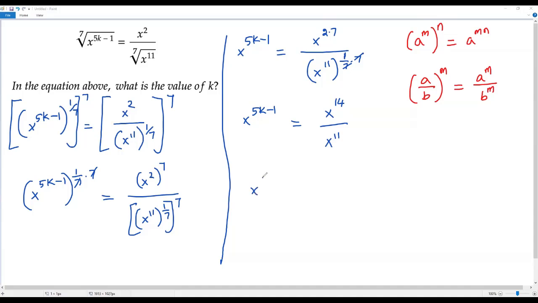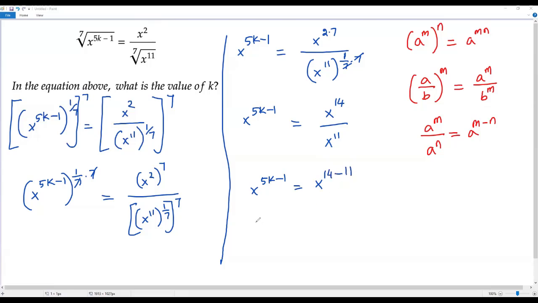Okay, now x to the power of 5k minus 1. Now let's consider the quotient rule of exponents. What is the quotient rule? For example, let's consider a to the mth power divided by a to the nth power. Here I divide two terms with the same base. Whenever I divide two terms with the same base, I have to take the base a once and subtract the exponents. Then I'm getting m minus n. The expression we have over here is in the form of a to the mth power divided by a to the nth power. The base in the numerator is x, and the base in the denominator is also x. So we divide two terms with the same base, and we can write the base once and subtract the exponents.